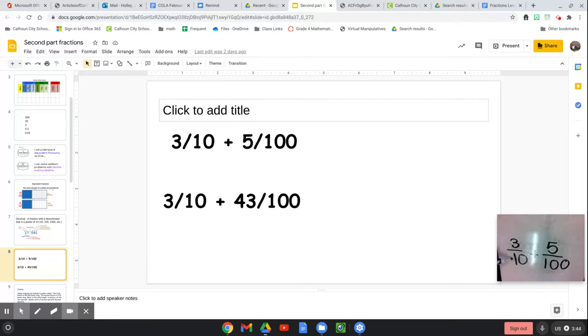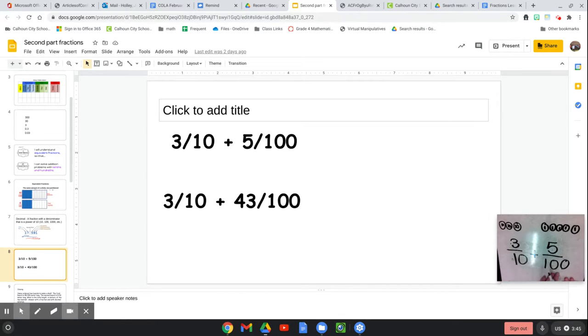So 3 tenths is the same thing as 3 dimes. So if I have 3 dimes, I know that's 10, 20, 30. Now this is 5 hundredths. So I know that this is 5 pennies because it's out of 100. 1, 2, 3, 4, 5. So there's my pennies. I have 5 pennies and I have 3 dimes that are 10 cents each. So is everyone following what we're doing so far?